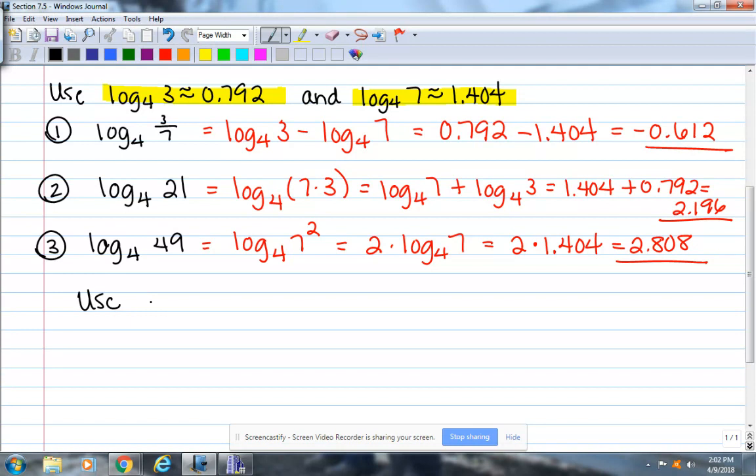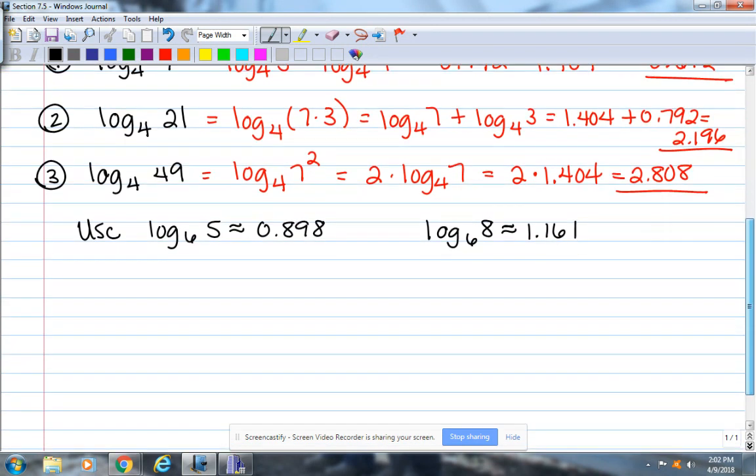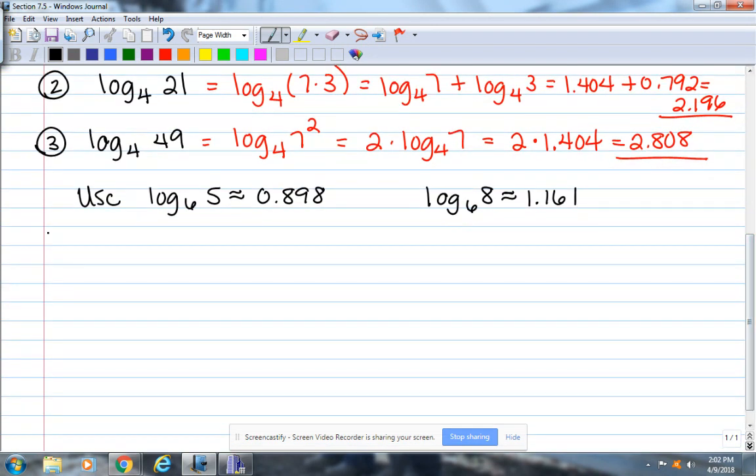This time they want us to use log base 6 of 5 is approximately 0.898. And log base 6 of 8 is approximately 1.161. Okay, so now we got log base 6 of 5 and log base 6 of 8 that we're going to make sure all our problems convert to. So example 4, let me highlight those.